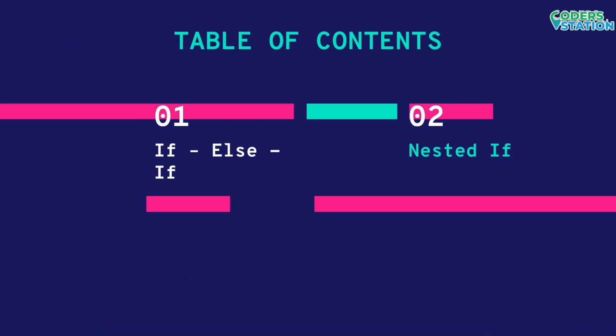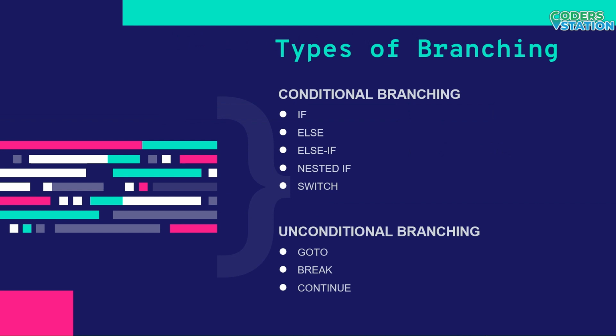So in this video, we are going to see the two main concepts of branching, the if else if part and the nested if part. Before starting, we are going to see the types of branching again. There are two types of branching, conditional branching and unconditional branching. In conditional branching, we have the if, else, else if, nested if, switch, and in the unconditional branching, we have go to, break and continue statements.